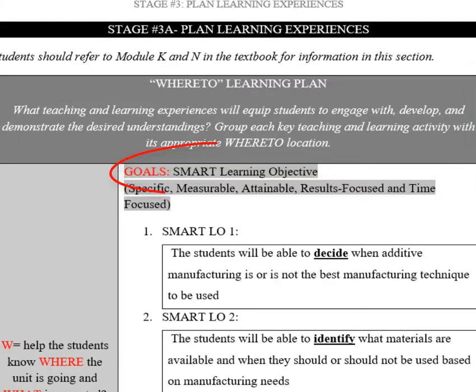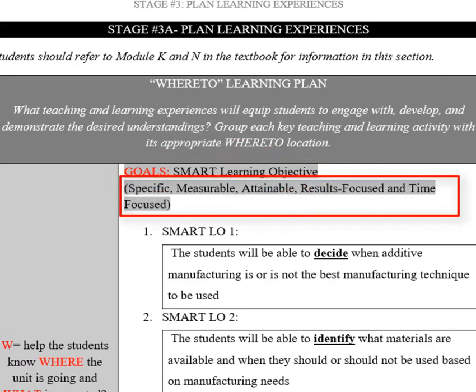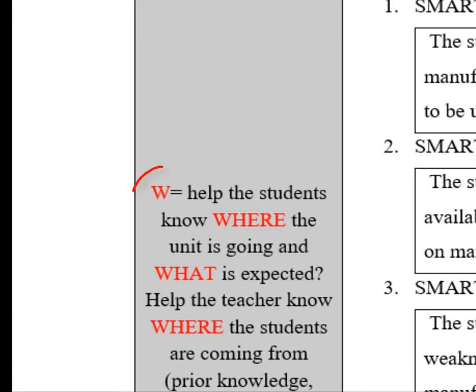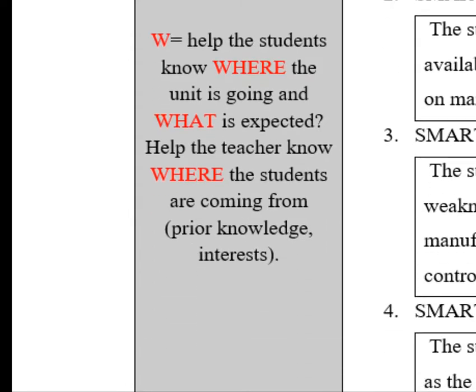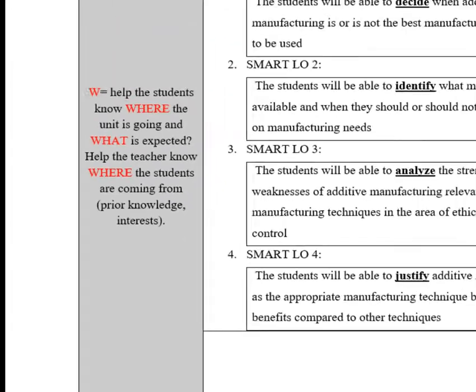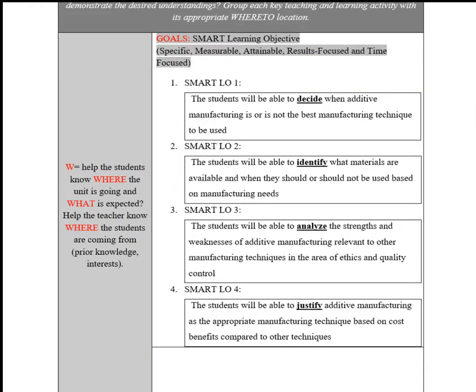So first we're looking at the goals, which we're going to put in SMART learning objectives. They're specific, measurable, attainable, results focused, and time focused. And that's the W part of the WHERETO. It helps the students know where the unit is going and what is expected, and helps the teacher know where the students are coming from, their prior knowledge and interests. So these SMART learning objectives are just telling them what they're going to be expected to do and know by the end of the course and what you're teaching to.